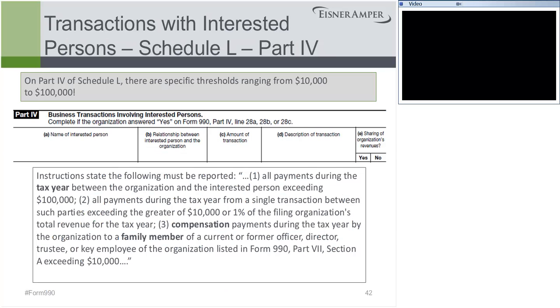Here I just gave some of the thresholds on business transactions involving interested persons. This could happen very easily, right? Somebody works at an insurance company, and an organization got their insurance policy through their company. Do I list that? There are specific rules. It has to exceed $100,000. And it may be a situation where I have to be the owner of the insurance company, somehow personally benefit from that transaction, and own more than 35% of the company.